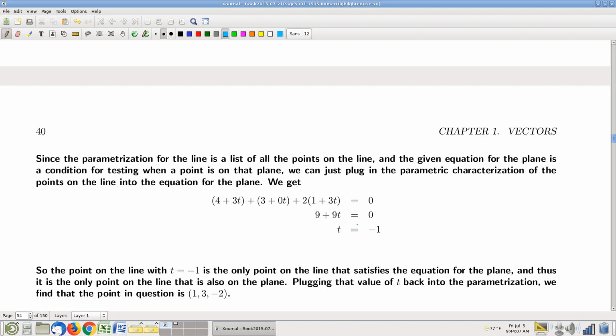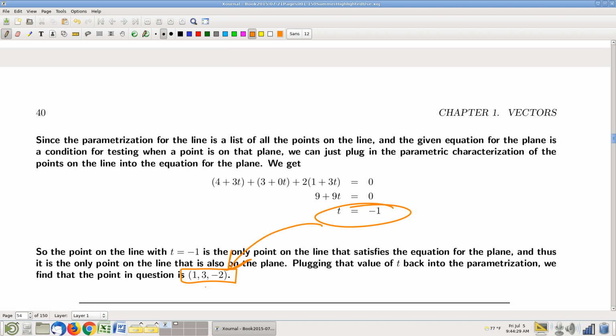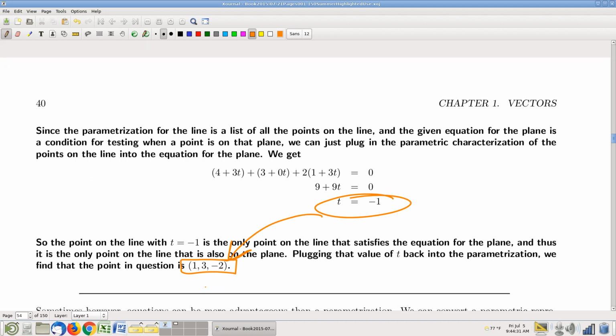You'll notice that from my parameterization, here's the x and the y and the z, and I'm plugging that into this equation that says x plus y plus 2z equals 0. Multiply it out, collect terms, solve for t. T is -1, and that value of t, plug it back into your parameterization, and it generates this point. So that is the unique point, that is that intersection.